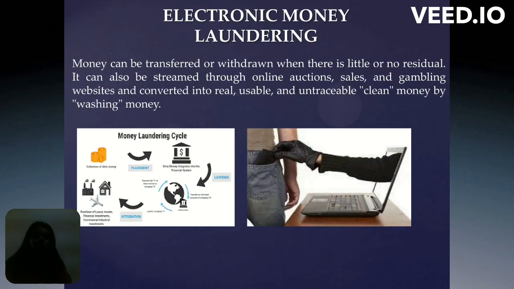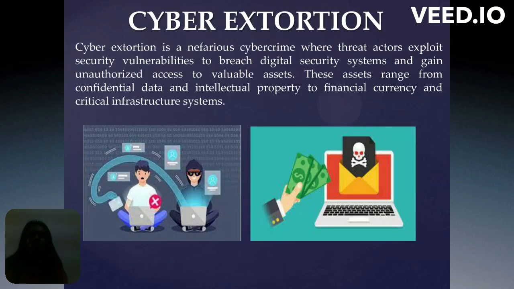And electronic money laundering. Electronic money laundering is one more type of cybercrime which happens these days, where money can be transferred or withdrawn with little or no residential trace. It can be streamed through online auctions, sales, and gambling. The website money can be converted into real, stable, and untraceable clean money by washing money. So this is electronic money laundering.